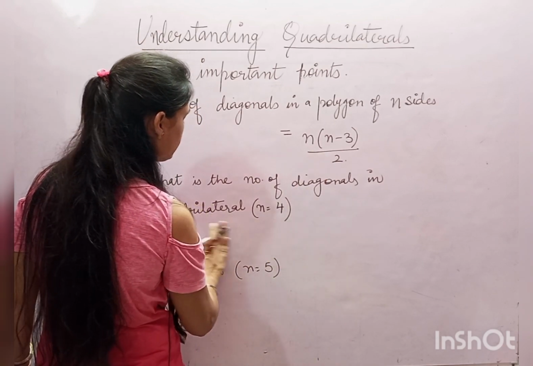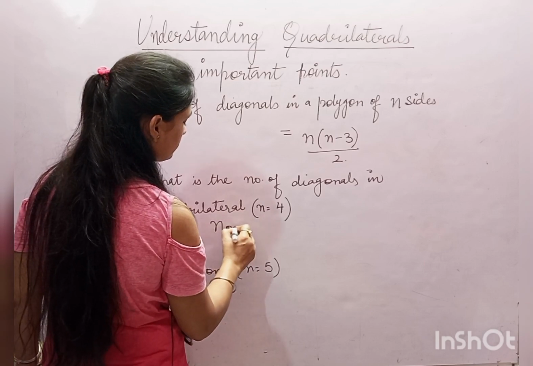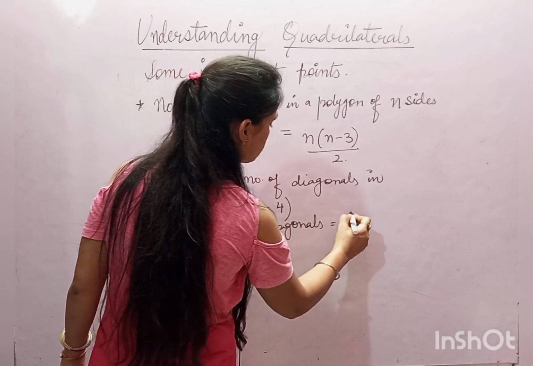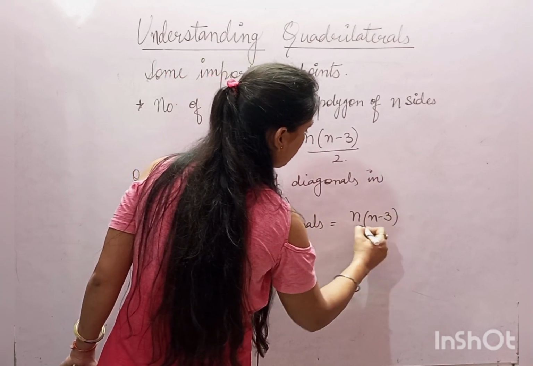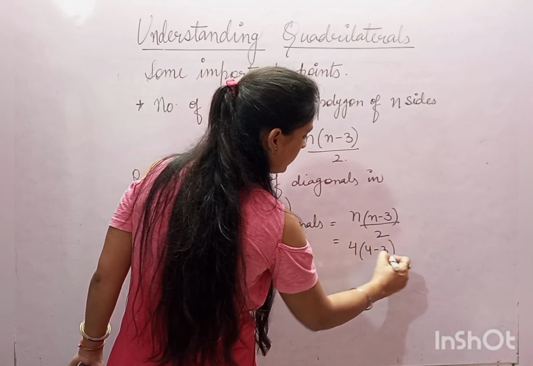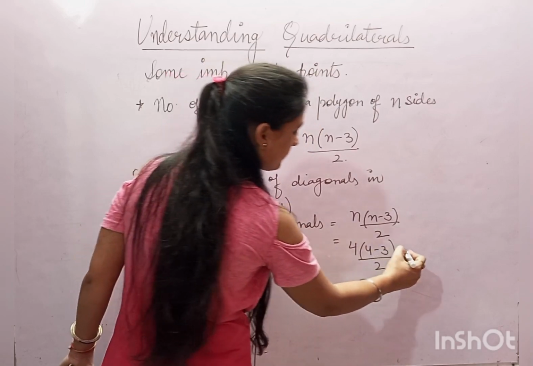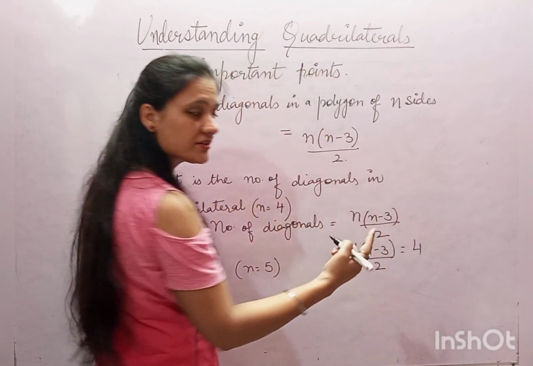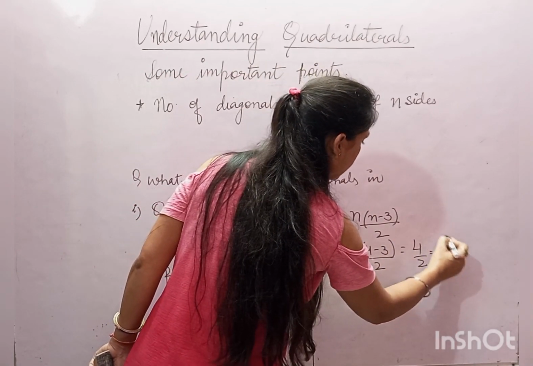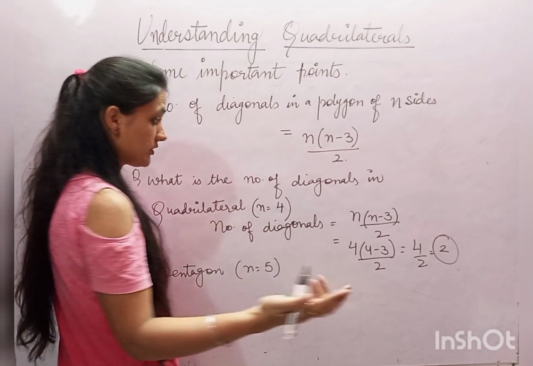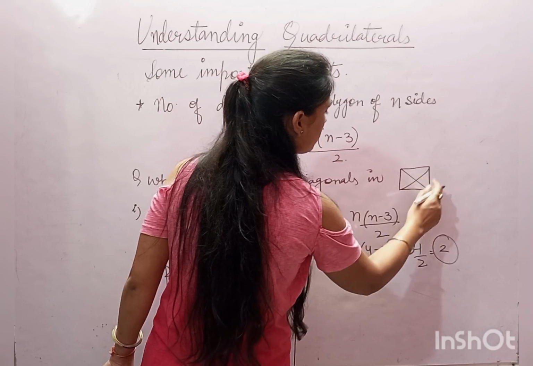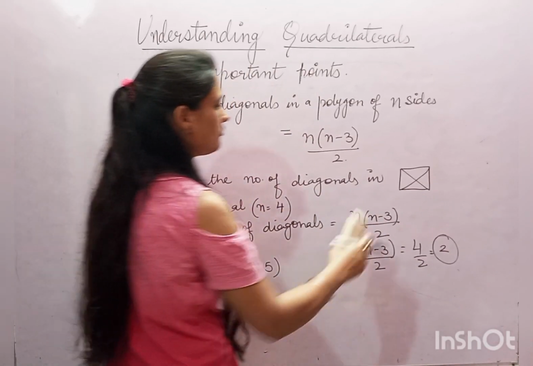So what is the formula here given? Number of diagonals. The formula is n(n minus 3) upon 2, right? Where n is 4, 4 times (4 minus 3) by 2. So here 4 minus 3 is 1, and into 4 is 4. So 4 by 2, how many diagonals in a quadrilateral? 2. You can check by drawing it. See, I'll make a quadrilateral. How many diagonals can you make? 2 only. That's right.